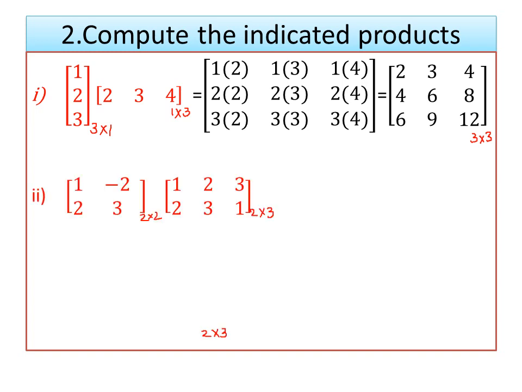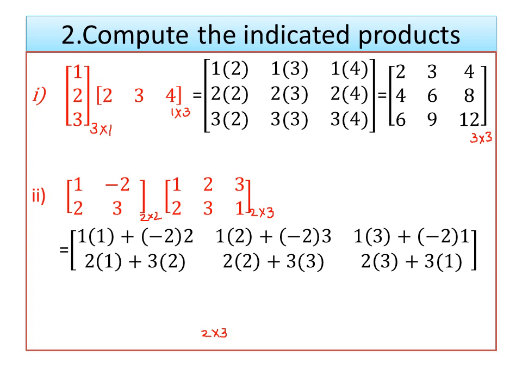Second example, 1 minus 2, 2, 3, 1, 2, 3, 2, 3, 1. First matrix is of order 2 by 2. Second matrix is of order 2 by 3. If I multiply these two, I should get a matrix of order 2 by 3.